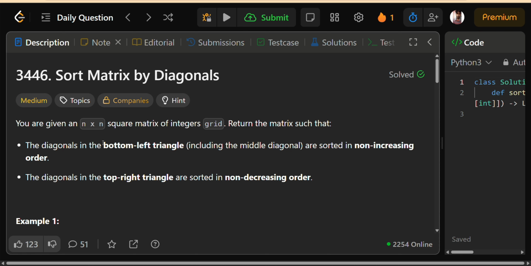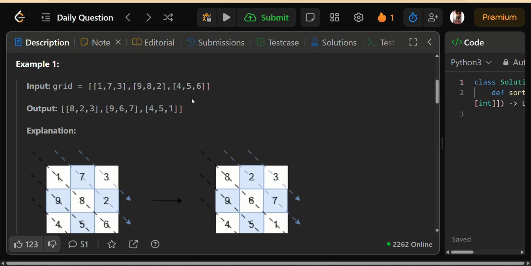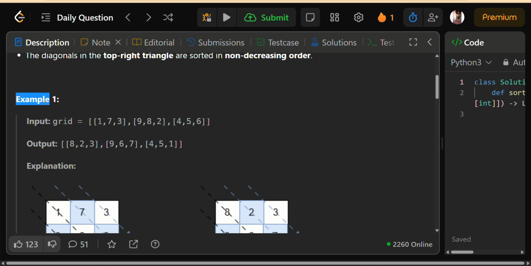This dual requirement is what makes the problem interesting. It's not enough to just process every diagonal the same way, we need to clearly distinguish between the two halves of the matrix and apply the right sorting rule. Let's look at a simple example to understand.